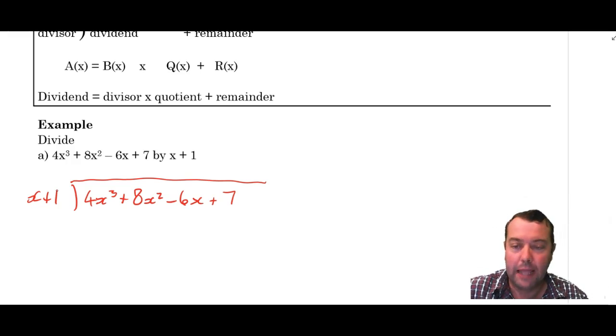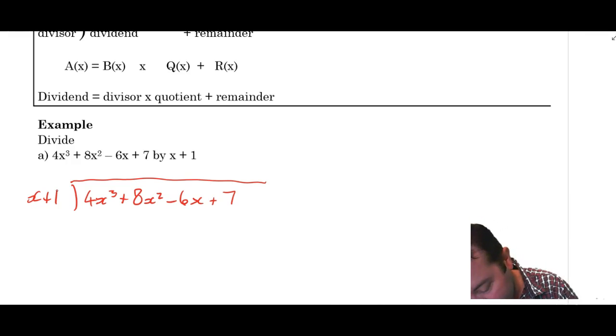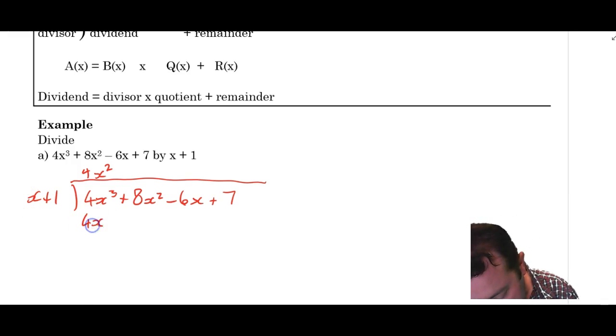So, here we go. x plus 1 into this. What we do is we take the leading term of the divisor. That happens to be x here. And I work out how many times that goes into our dividend. So, x goes into 4x cubed 4x squared times. Now I take the start of my quotient and multiply it by the divisor. 4x squared times x will be 4x cubed, and 4x squared times 1 is 4x squared.